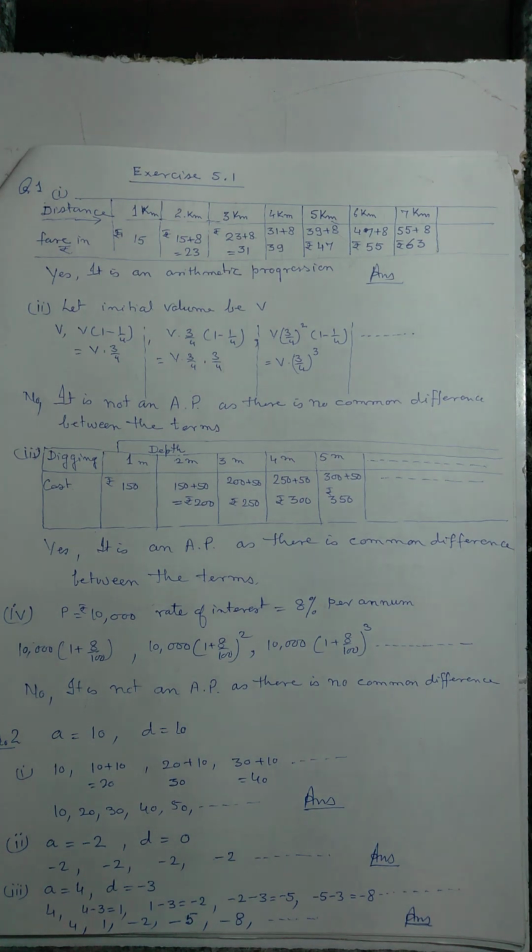Let us start CBSE Mathematics Class 10th Exercise 5.1. This exercise pertains to arithmetical progression. Question number 1 is: in which of the following situations does the list of numbers involved make an arithmetic progression, and why?